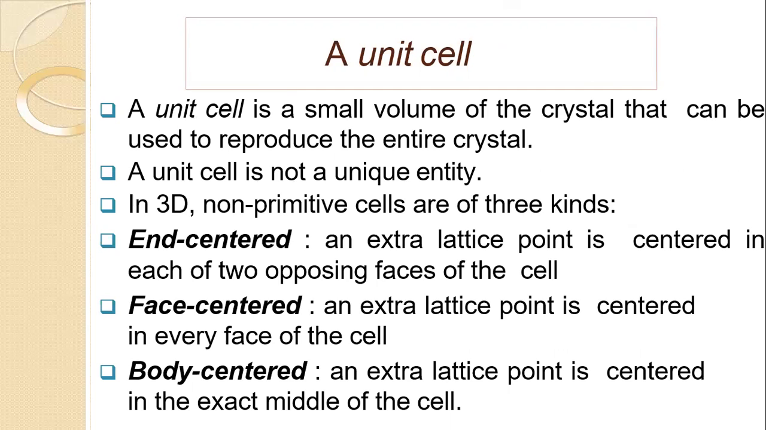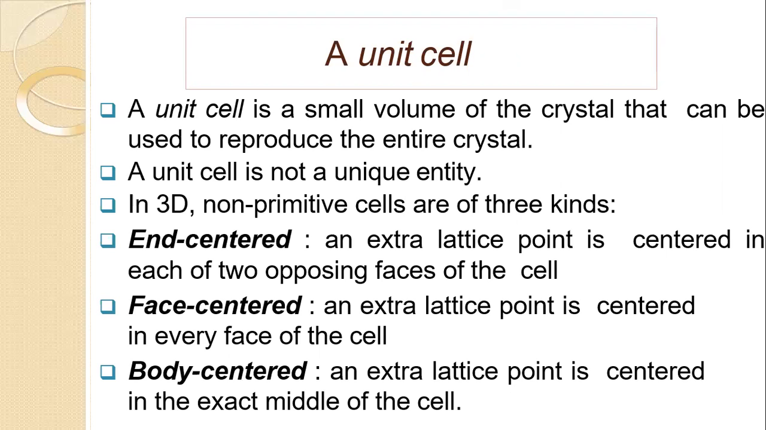Next, a unit cell is a small volume of crystal that can be used to reproduce the entire crystal. By adding the small volumes in the structure of the crystal, it can be used to reproduce the entire crystal. Reproduce means repeated units. When you see the repeated units in the crystal, it is going to reproduce the entire crystal. Next, a unit cell is not a unique entity.